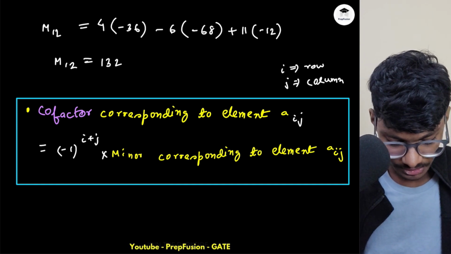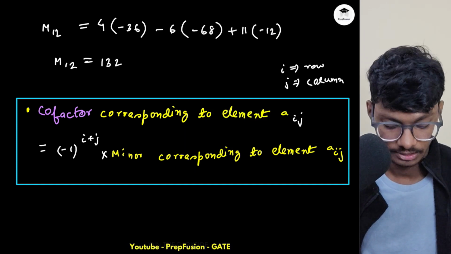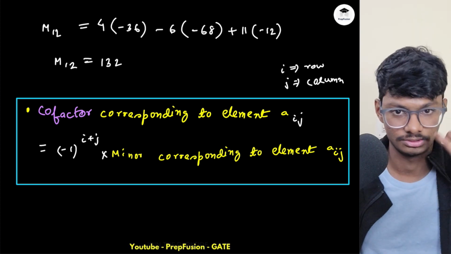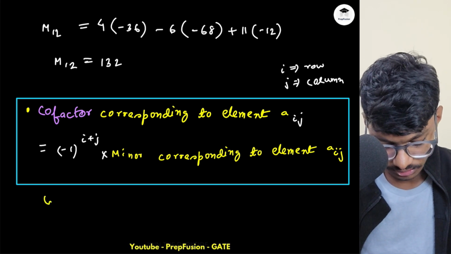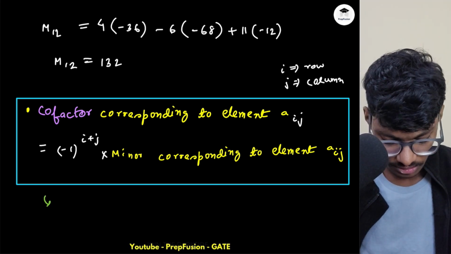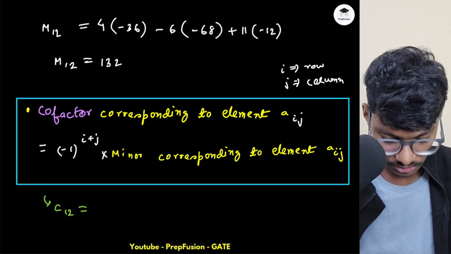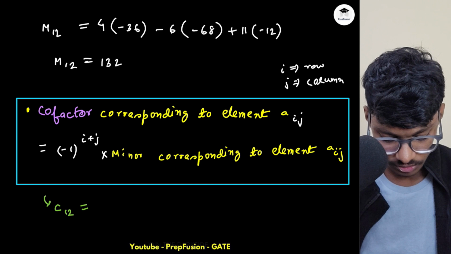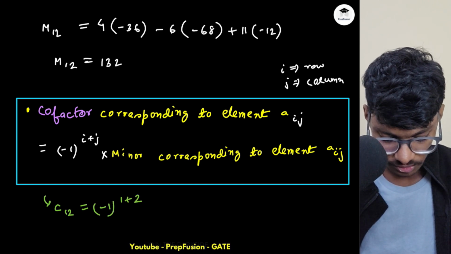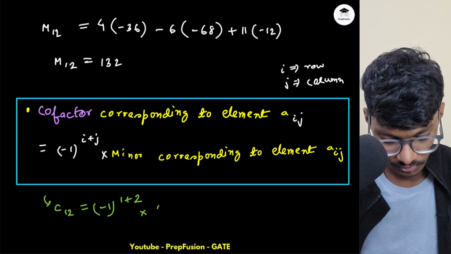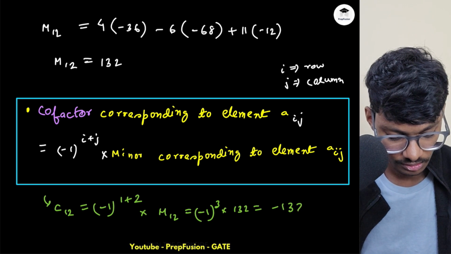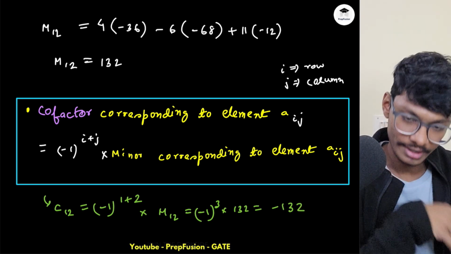Now basically, let's say I need the cofactor of this a12 element. So what do I write? I write C12 equals minus 1 to the power 1 plus 2, row and column, into the minor. What is the minor? The minor is 132. So M12 equals minus 1 cubed into 132. Again this is an odd power, so it will be negative only, minus 132. So the cofactor will be minus 132.